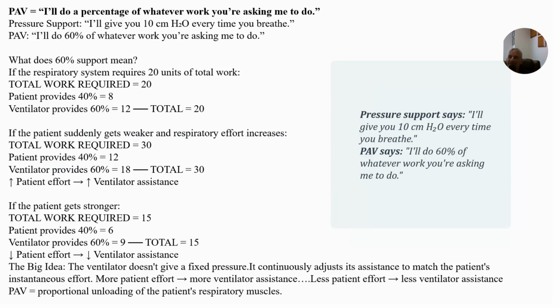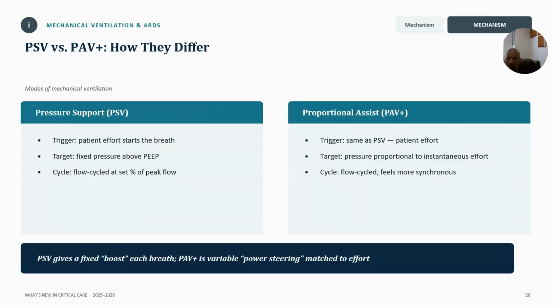Let's take a look at an example. So let's say the total work required to ventilate is 20. The patient would provide 8 and the ventilator would do 12. But let's say you're really weak and your effort goes up, so the total work required is 30. Then the machine will give you more, and it will give you 18. As you get stronger, the ventilator then goes down. So the difference is that pressure support will just give you 10, let's say, the whole time, whereas proportional assist ventilation will give you more if you need more, but then give you less when you need less. So maybe that will help you get off faster.